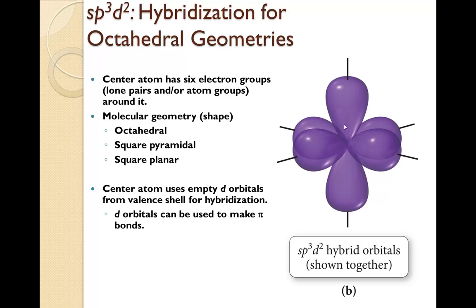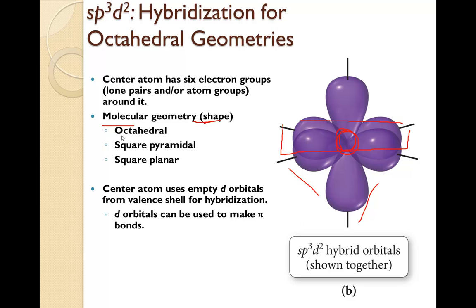The center atom, once again, we're always concerned with the center atom when we're talking about hybridization, has 6 electron groups. Those could be lone pairs and/or atom groups. The molecular geometry, or the shape, is also once again dependent upon the number of lone pairs. So octahedral is what you see here. There's 4 in a square shape, and then it becomes a pyramid. And the fact that it has 4 triangles on the top and 4 triangles on the bottom, if you looked at it in 3 dimensions, you get 8 shapes total for octahedral.